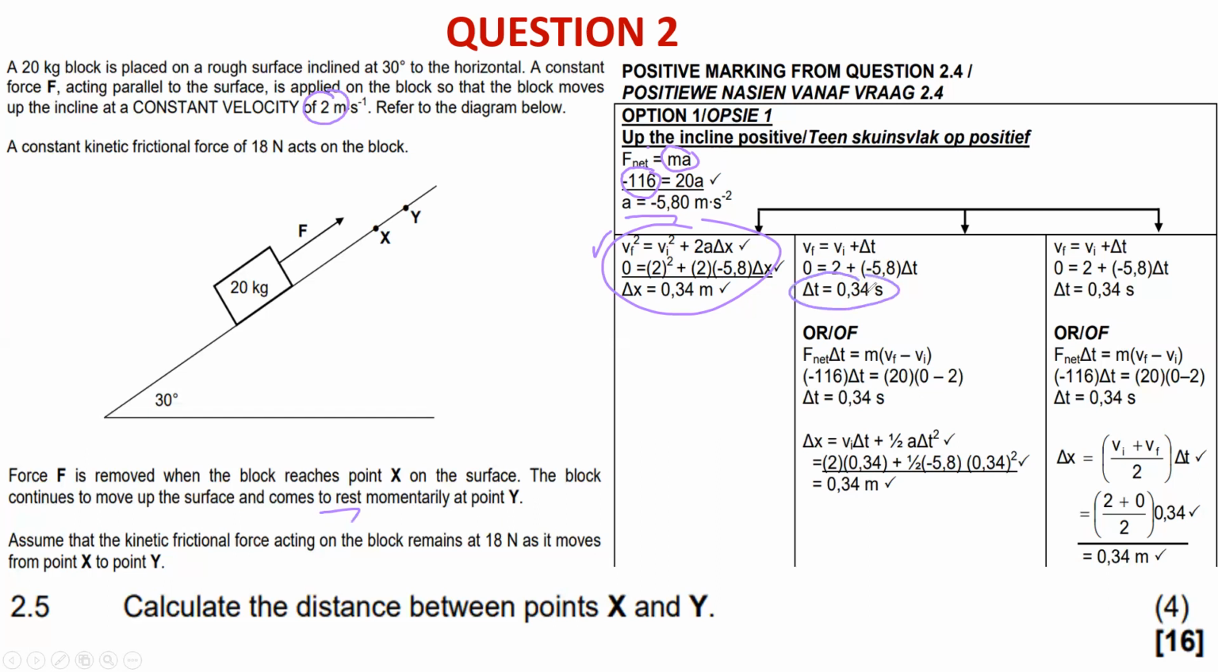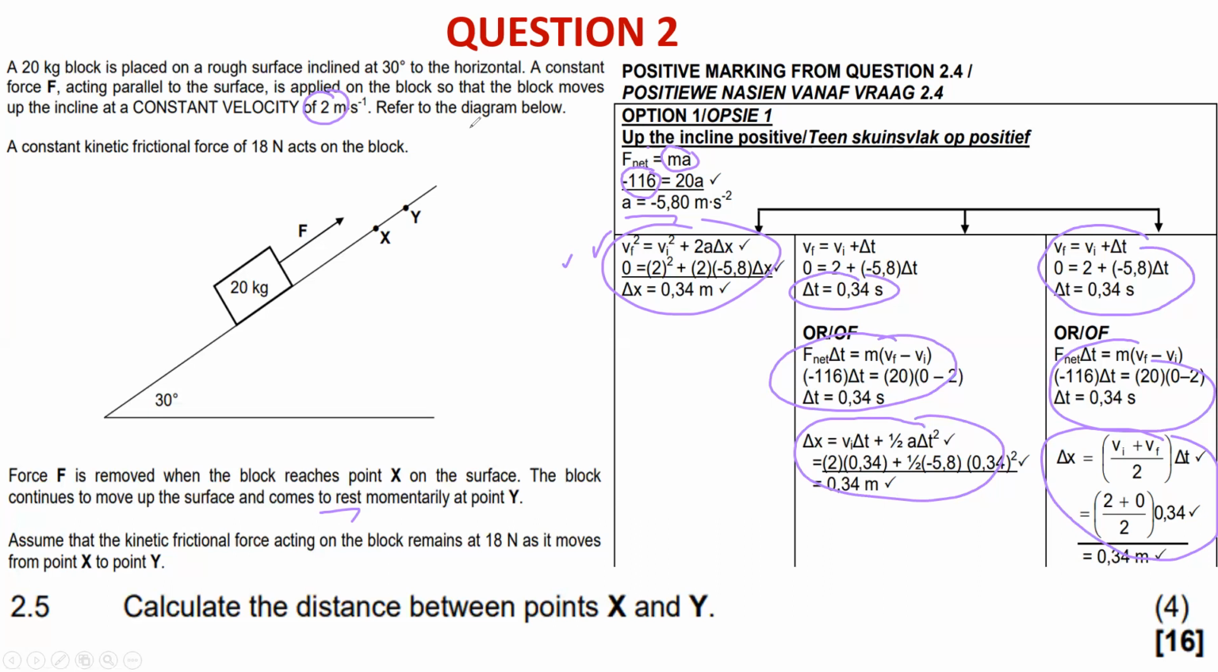You can get time first, and then use another formula. You have different options, of course, just like in other questions. You get time first, and then you use another equation of motion formula, but I like the first one, the nice one. All right, so question 2.5 is also done.